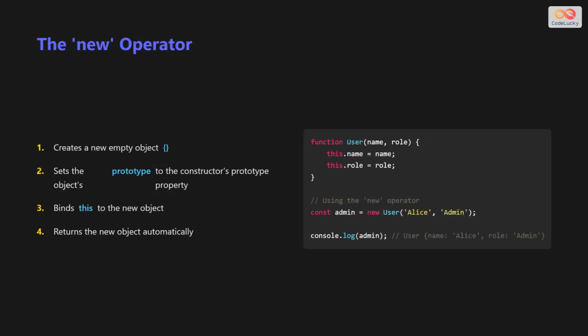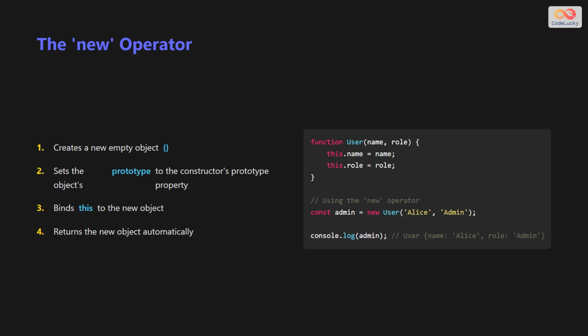The new operator plays a crucial role in creating objects using constructor functions. Firstly, it creates a brand new empty object. Then, it sets the object's prototype to the constructor's prototype property. After this, it binds the this keyword to the newly created object, enabling access to the object's properties within the constructor's scope. Finally, the new operator automatically returns the newly created object.